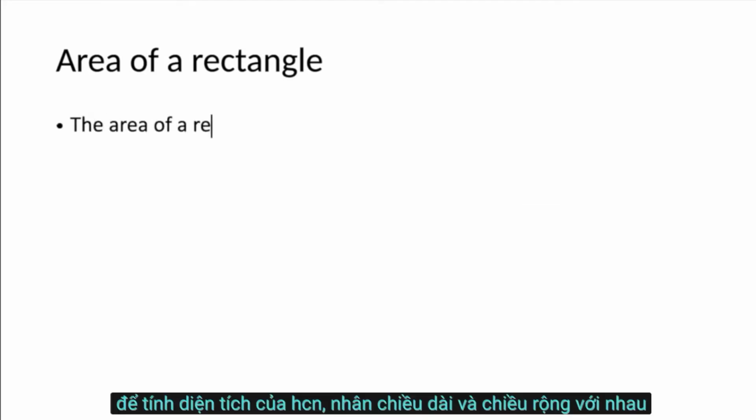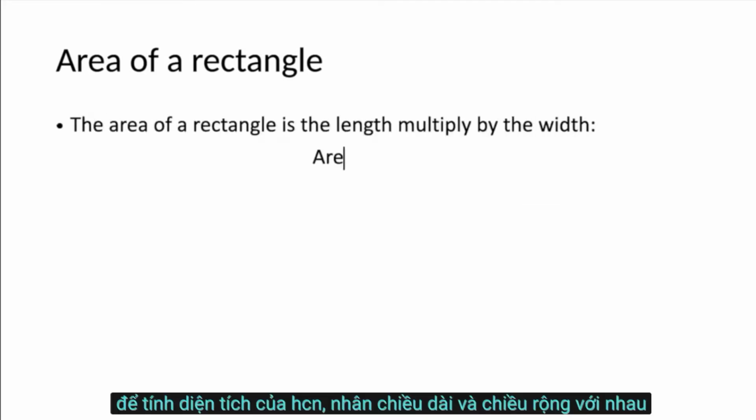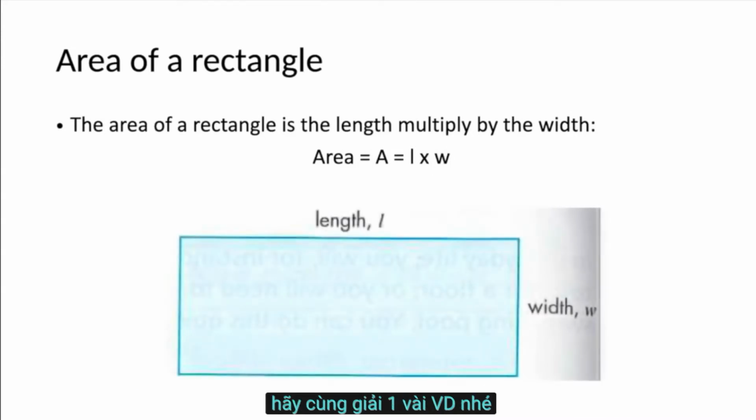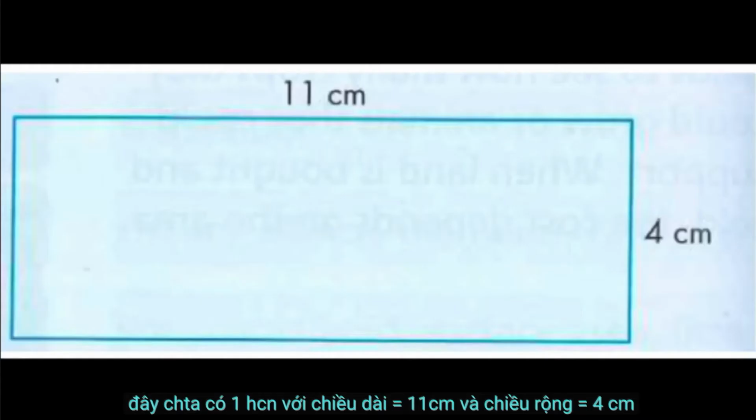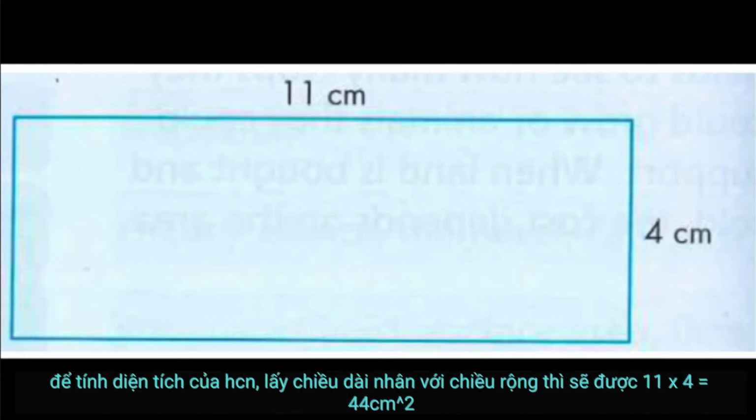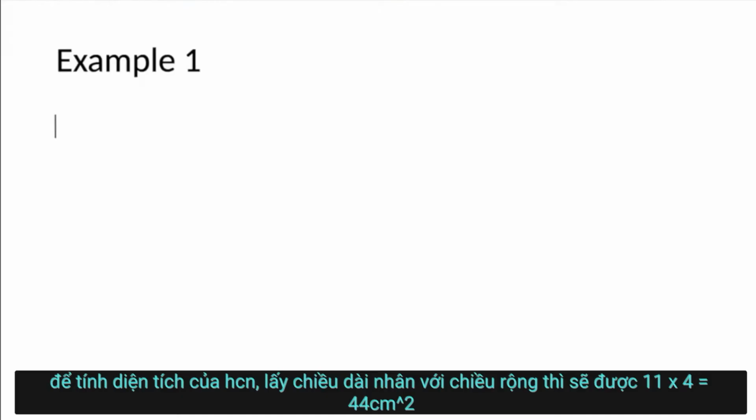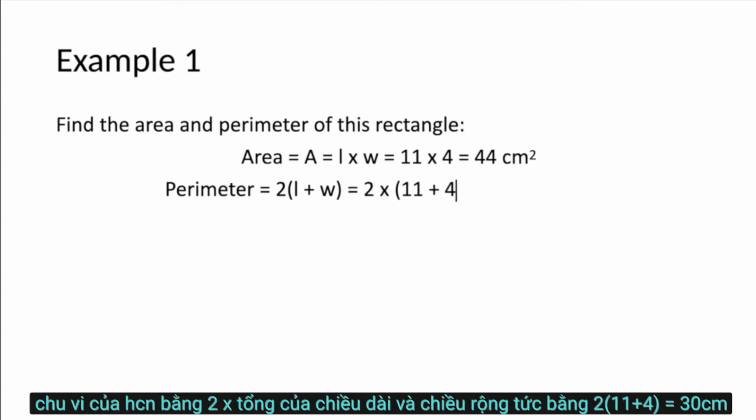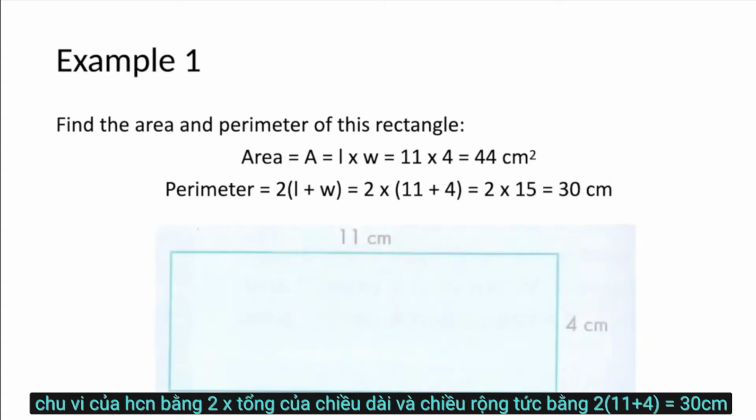Next is the area. To find the area of a rectangle, simply multiply the length by the width, and here's the word formula. Let's get on to our examples. Here, we have a rectangle with a length of 11 centimeters and the width of 4 centimeters. To find the area of the rectangle, take the length and multiply by the width, which will be 11 times 4 equals 44 centimeters squared. The perimeter of the rectangle is equal to 2 multiplied by the sum of the length and the width, which means 2 times 11 plus 4, and you'll get 30 centimeters.